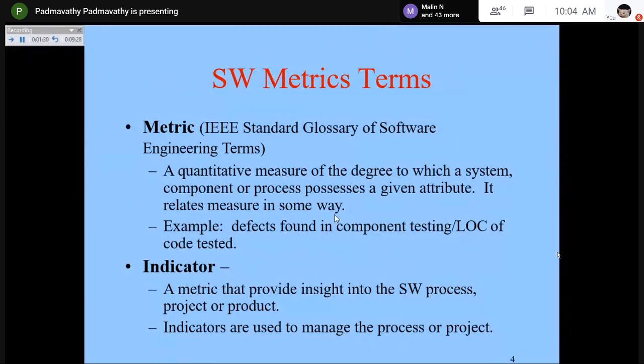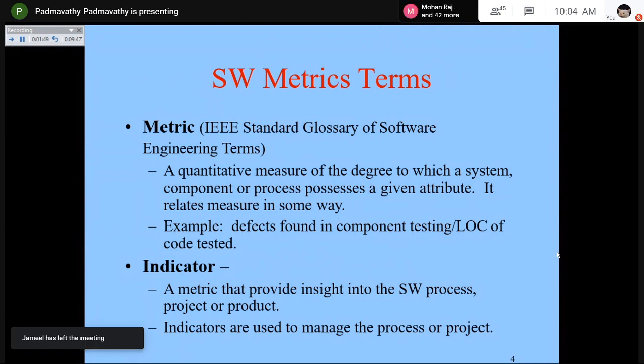So indicator, the other term that you want to know is indicator. It is a metric that provides insight into the software process, project, or product. So the indicators are used to manage the process or the project. Okay, so these are the 4 terms which you will be coming across continuously. That is why this term.